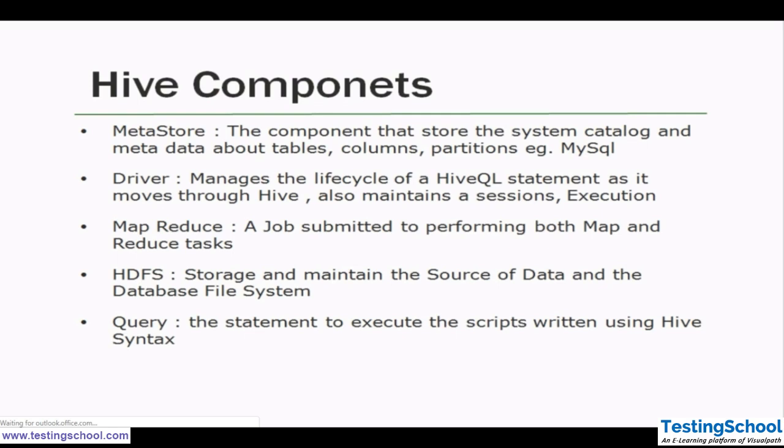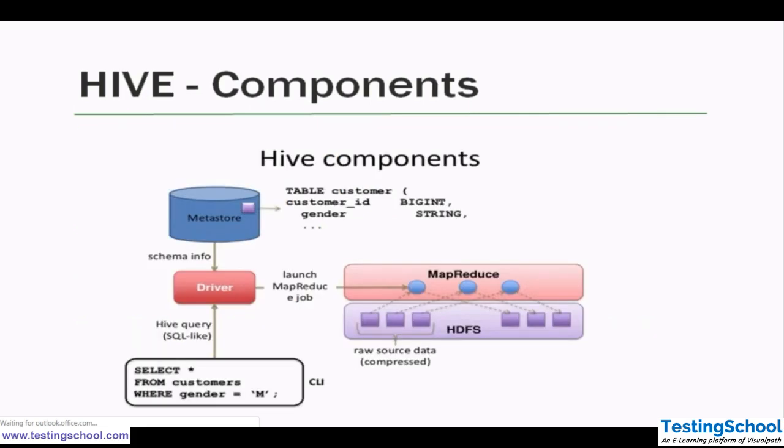The first one is the metastore. This is the component that stores the system catalog and metadata about tables, columns, and partitions, like MySQL stores. You can see in the blue color that it stores the schema of a table, like table customer, where customer ID is bigint and gender is string. So this is the schema of the table. The metastore is the component which stores the schema of the table.